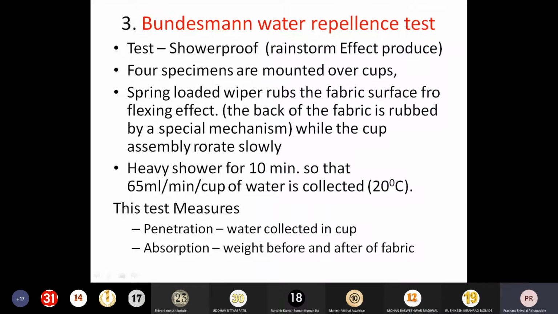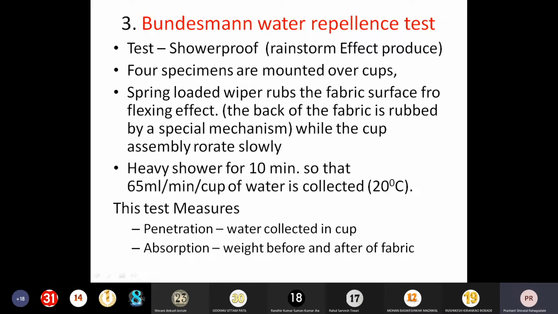And here now we will go for a heavy shower. The rate of this heavy shower can be adjusted so that it will deliver 65 milliliter of water per minute to each cup. Here we try to create a situation of a heavy shower. And heavy shower means, at least the water should be delivered here at least 65 ml per minute to each cup.